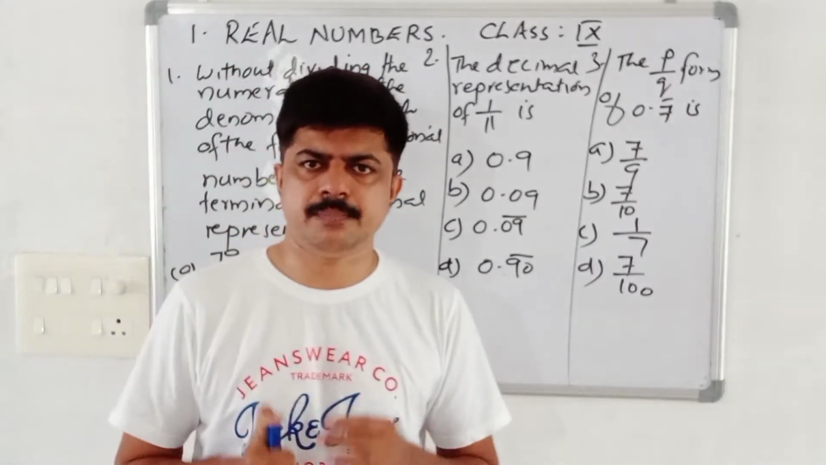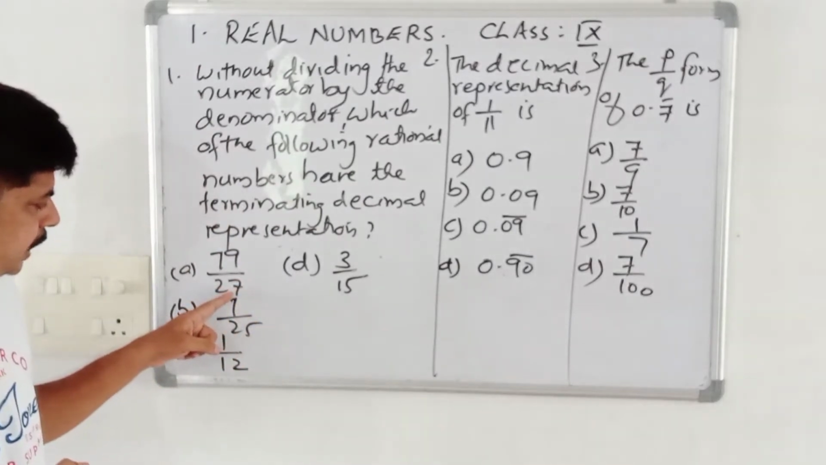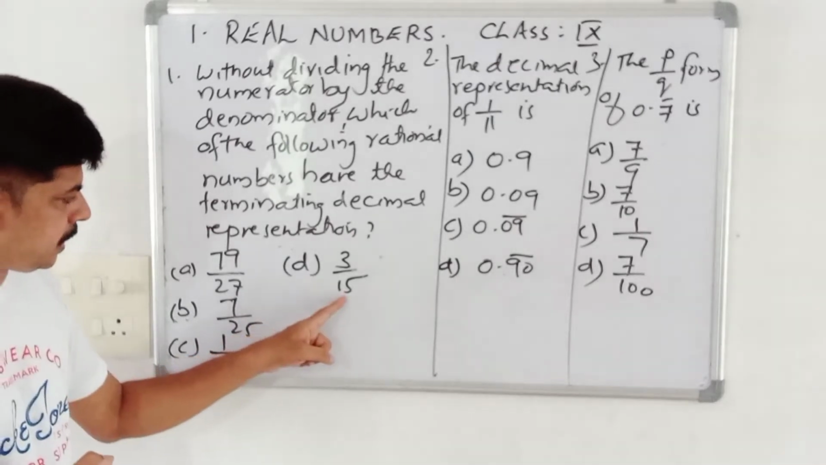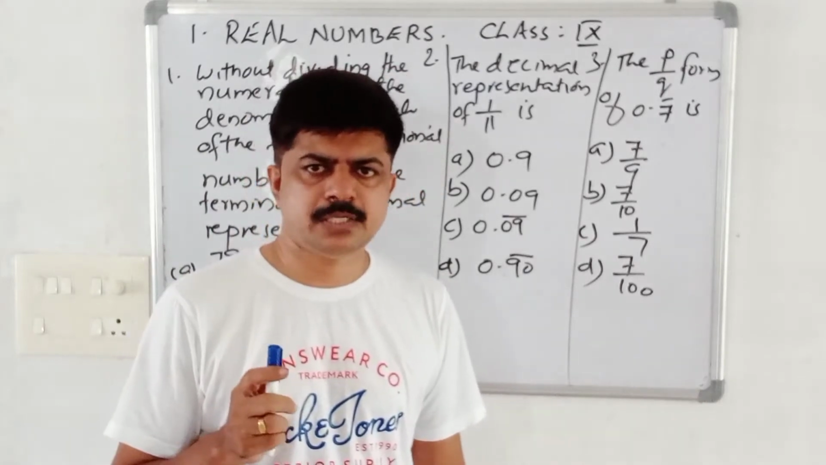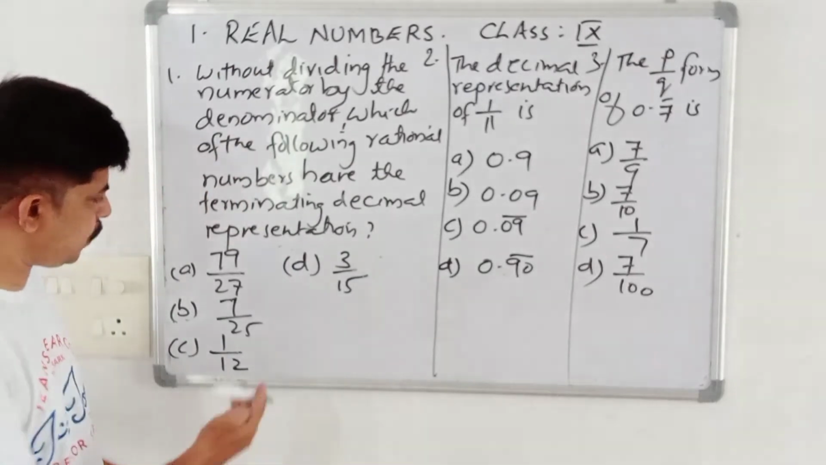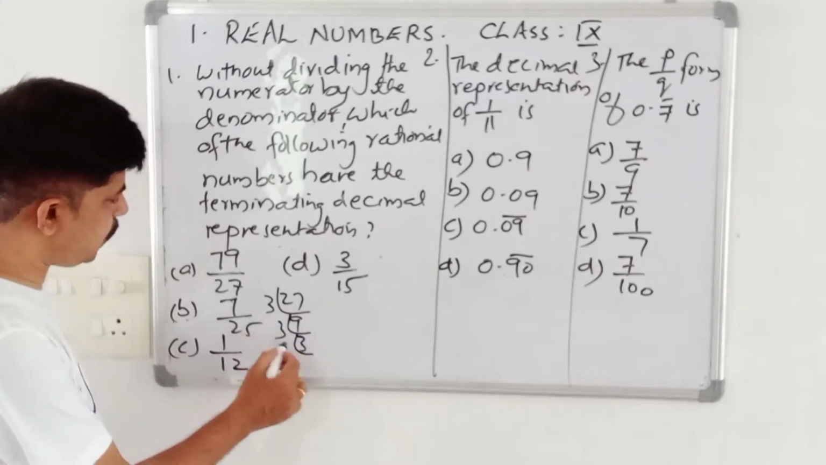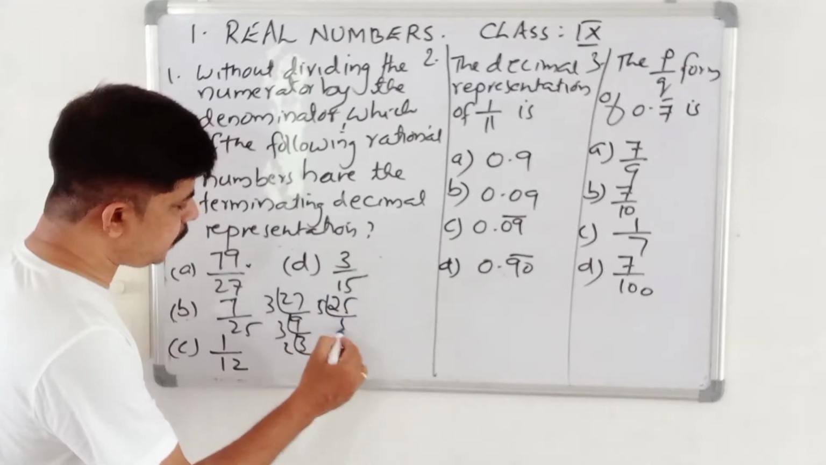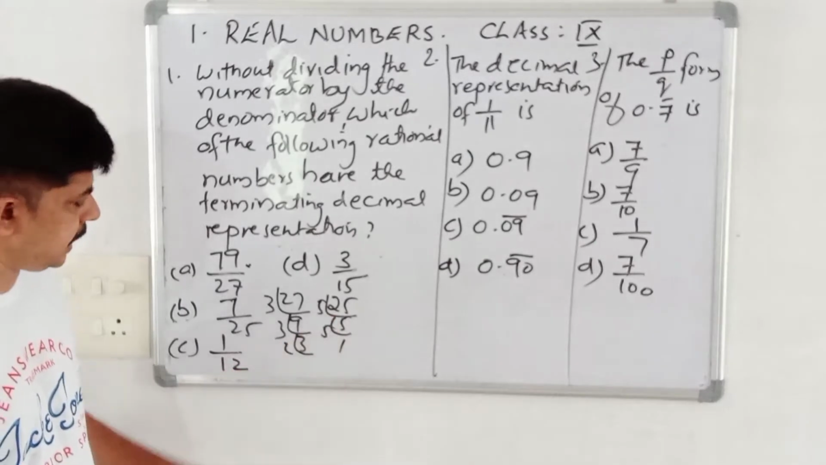A rational number is said to be a terminating decimal if the prime factors of the denominator, here we have denominators 27, 25, 12, 15, the prime factors of q, that means the denominator, must be only 2 or 5. When we factorize 27, we get the prime factor 3. Therefore this is not a terminating decimal. When you factorize 25, we get only 5. I think this will be the terminating decimal. 25 is the terminating decimal.